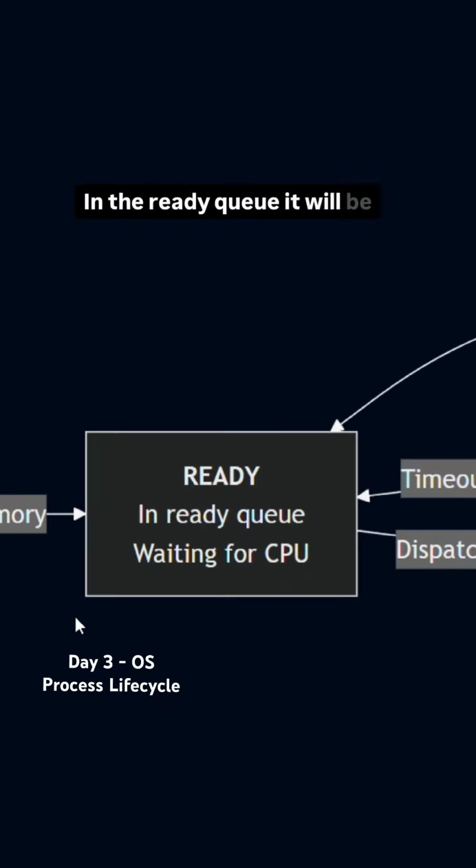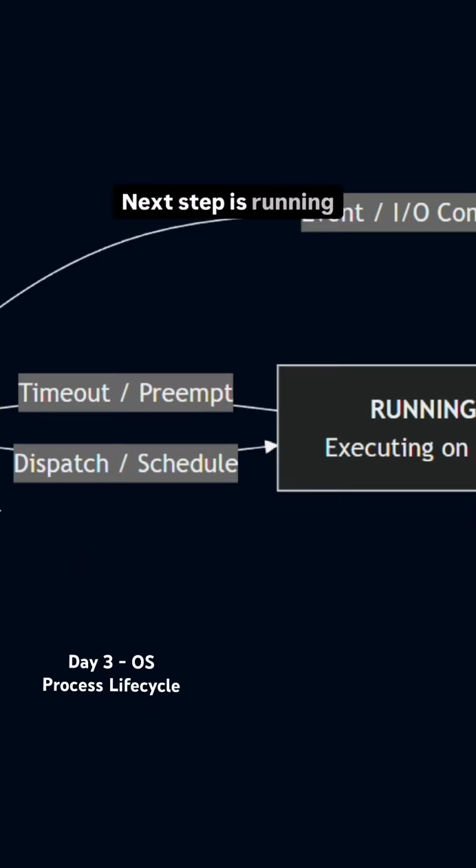In the ready queue, it will be waiting for the CPU. The OS loads it into memory and puts it in the ready queue. Now it's fully prepared. All it needs is for the CPU to say go, but it has to wait its turn. Next step is running.